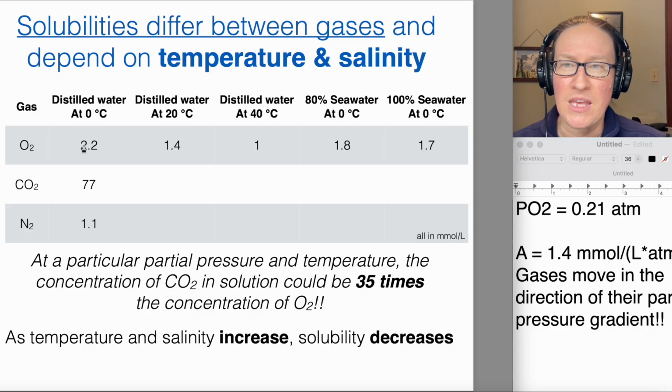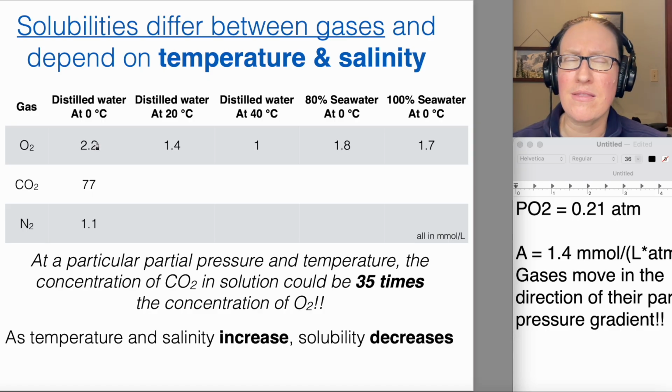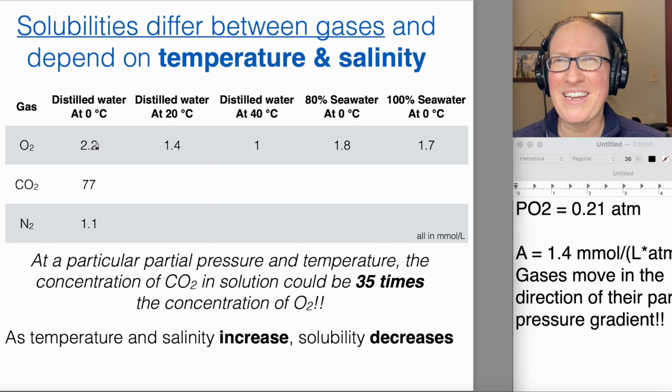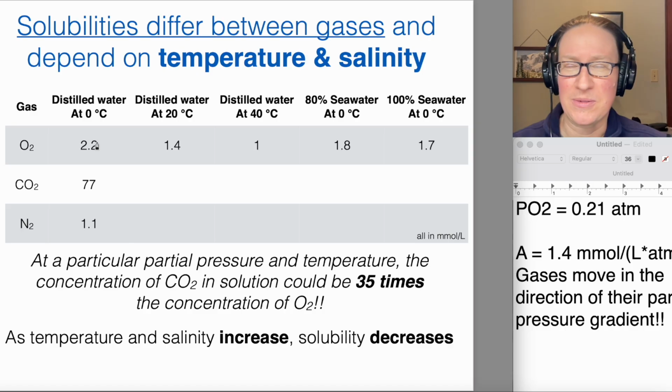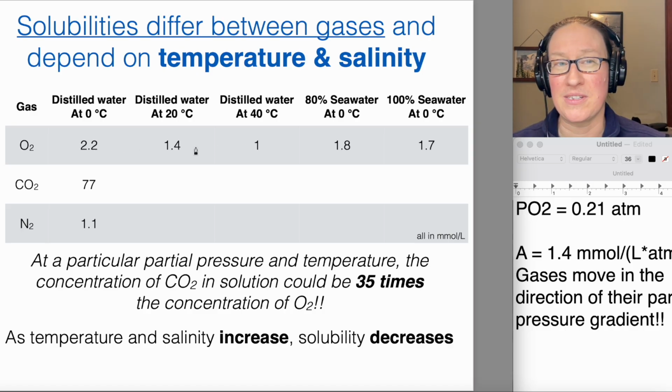If we heat up that water to 20 degrees Celsius, notice that our absorption coefficient has declined, so it's now 1.4. And if we jump all the way up to 40 degrees Celsius, now the absorption coefficient or solubility of oxygen in water is less than half of what it was at 0 degrees Celsius. And if you pause and think about this for a moment, you might actually be able to identify some scenarios in everyday life where you can observe some of the consequences of this.